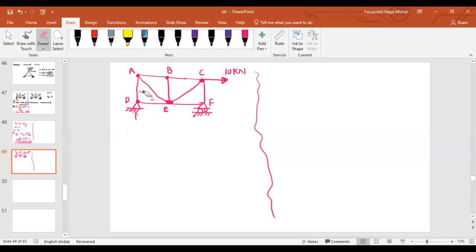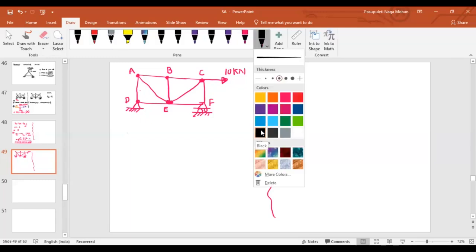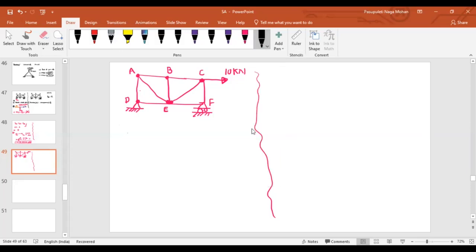Similarly, at point F, 3 unknowns. So again 3 unknowns if you draw the free body diagram at point F, we cannot find them out. That's why in this case, if you want to start directly from equilibrium of a joint, you cannot solve it. Why? Because at every joint, the number of unknowns is more than 2.